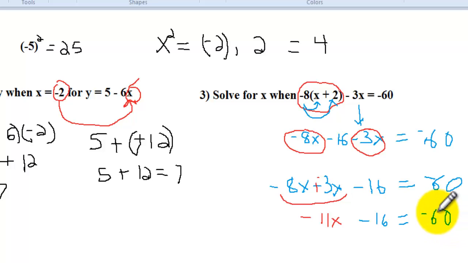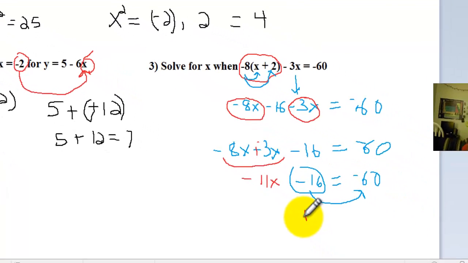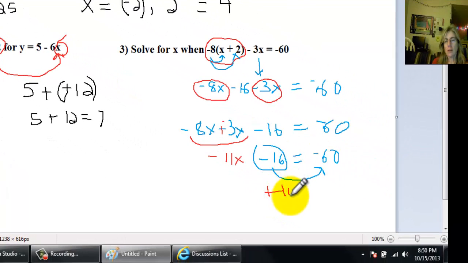Alright, so we're still working to keep the x on this side of the equal sign. We want to isolate the x. So we're going to move this number to the opposite side of the equal sign. How do we do that? You always do the opposite function. If 16 is subtracted, we will add it to both sides. Plus 16, and that'll be plus 16.